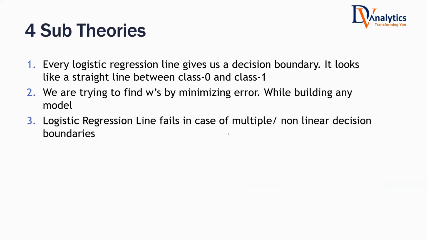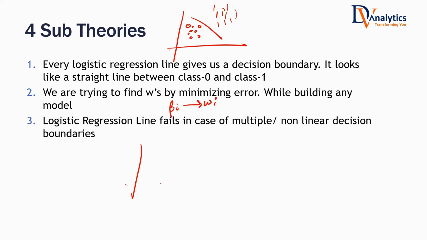Logistic regression fails in case of multiple or non-linear decision boundaries. So the first point was logistic regression gives us a straight line decision boundary between class 0 and class 1 if they are separable. The second point was there is no more discussion of betas, we call them W's only. The third point is when there is complexity in the data, you have zeros here, ones here, zeros here, then with a single decision boundary, a straight line, you cannot separate class 0 and class 1. That means logistic regression fails in case of multiple decision boundaries or non-linear decision boundaries. Make a note of point 1, point 2, and point 3. And then once I prove point 4, we'll combine all of them.